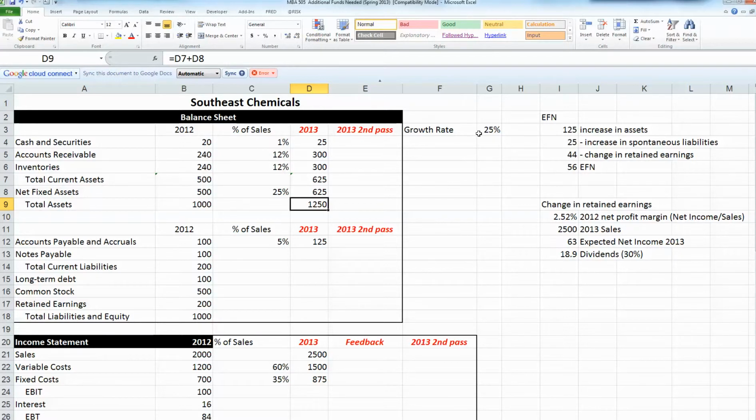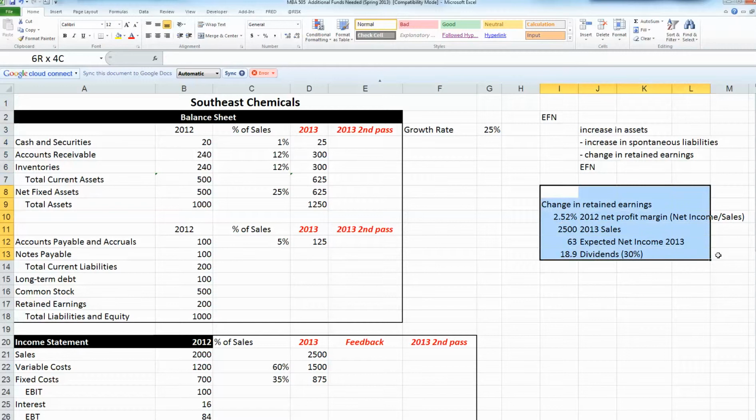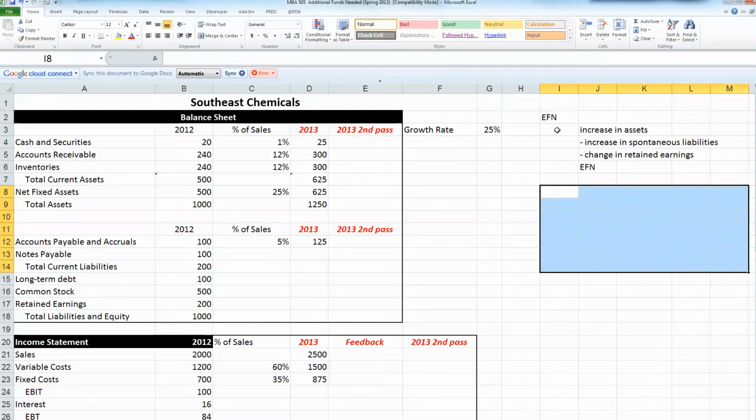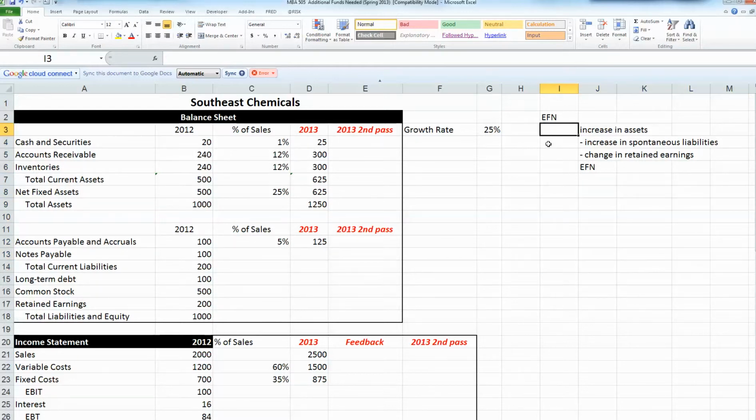Now the percent of sales method still follows this general format. I want to figure out the increase in my assets, subtract the increase in my spontaneous liabilities, and subtract the change in retained earnings. But it doesn't calculate things exactly the same way necessarily. To find my increase in assets, I can just take my predicted assets for 2013, deduct my actual assets for 2012. So I expect assets to rise by 250.